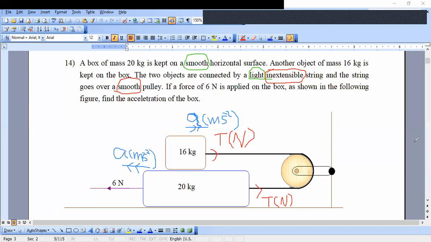So please draw this figure with the two tension forces and the accelerations. Draw the figure exactly like this and mark everything that I have marked. Draw the figure in your book there. Start. Draw it.